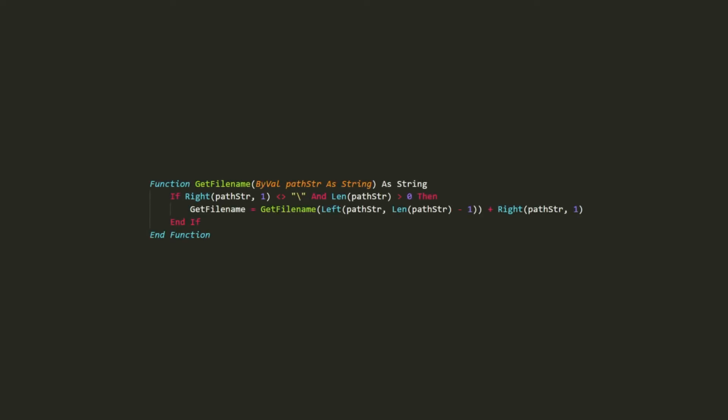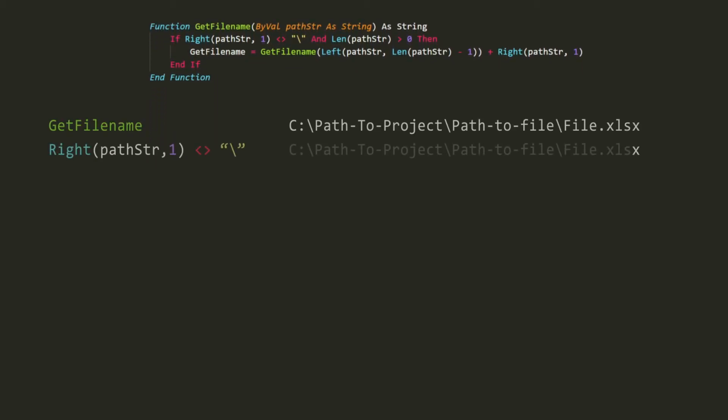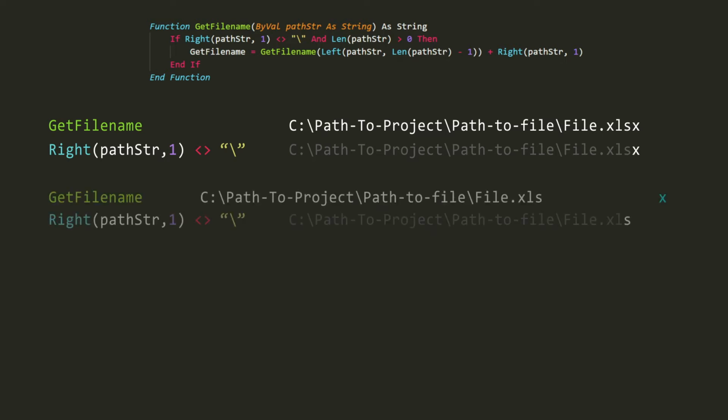Okay, here's our function. Let's move it to the side and take a look at an example. If we give the function this parameter, path to project, path to file, file.xlsx, it's going to take the rightmost character, which is going to be our x, and see if it equals a backslash. If it doesn't, it's going to put it to the side and provide the rest of the string to our function. And this is the recursive part.